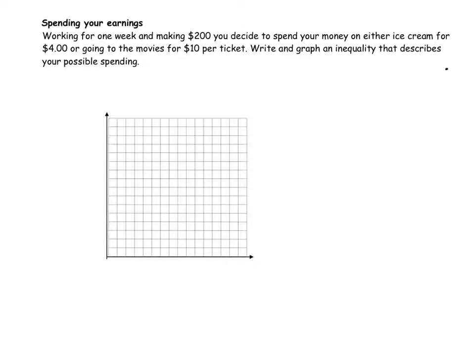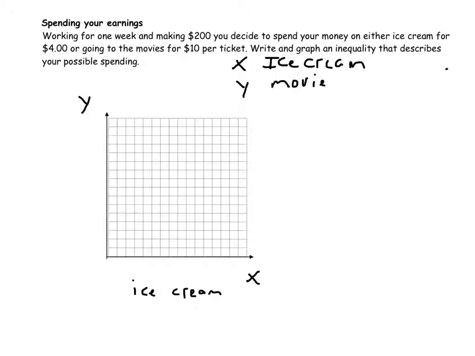So our inequality would be, let's see, I'm just going to do X and Y this time. So X is going to be the ice cream. And then Y will be what? That's the movies, the movie ticket. So X is ice cream, Y is movie ticket. So I'll put an X here and a Y, and I'll label that this is ice cream. And I'll label that this is the movie tickets.